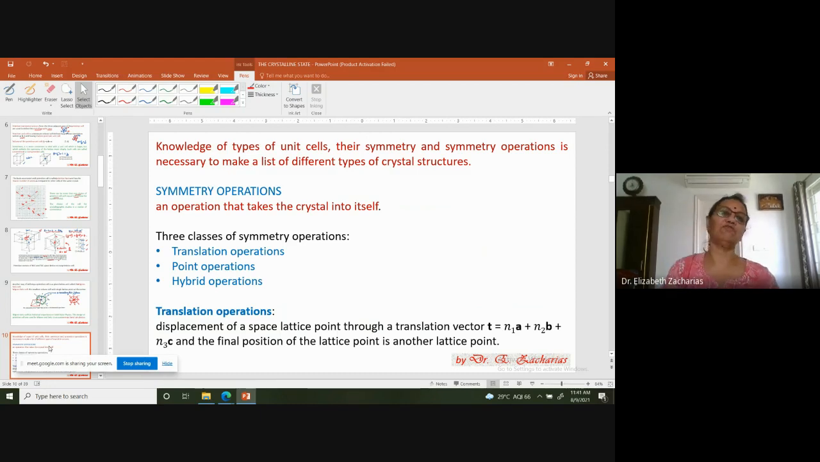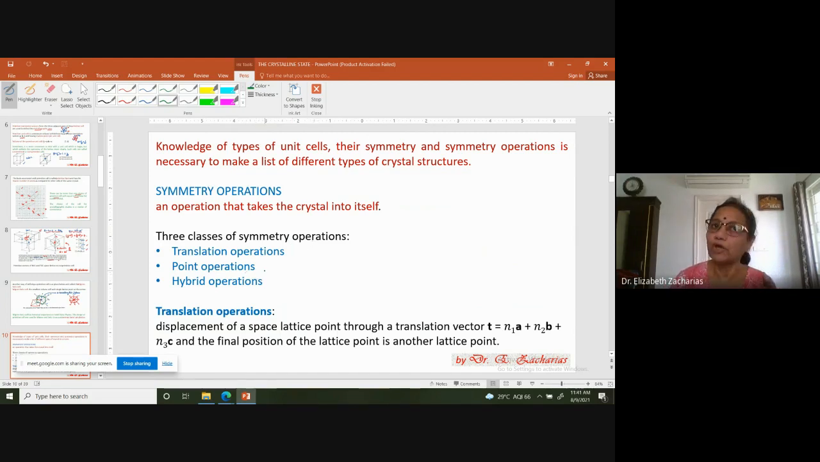Okay, so these kind of operations are called symmetry operations. In short, you can say that an operation that will take a crystal into itself is called a symmetry operation. Now, there are three classes of symmetry operations. The first is called the translation operation. As the name suggests, you will be going from one lattice point to another lattice point through a series of steps. So that is translation operation.